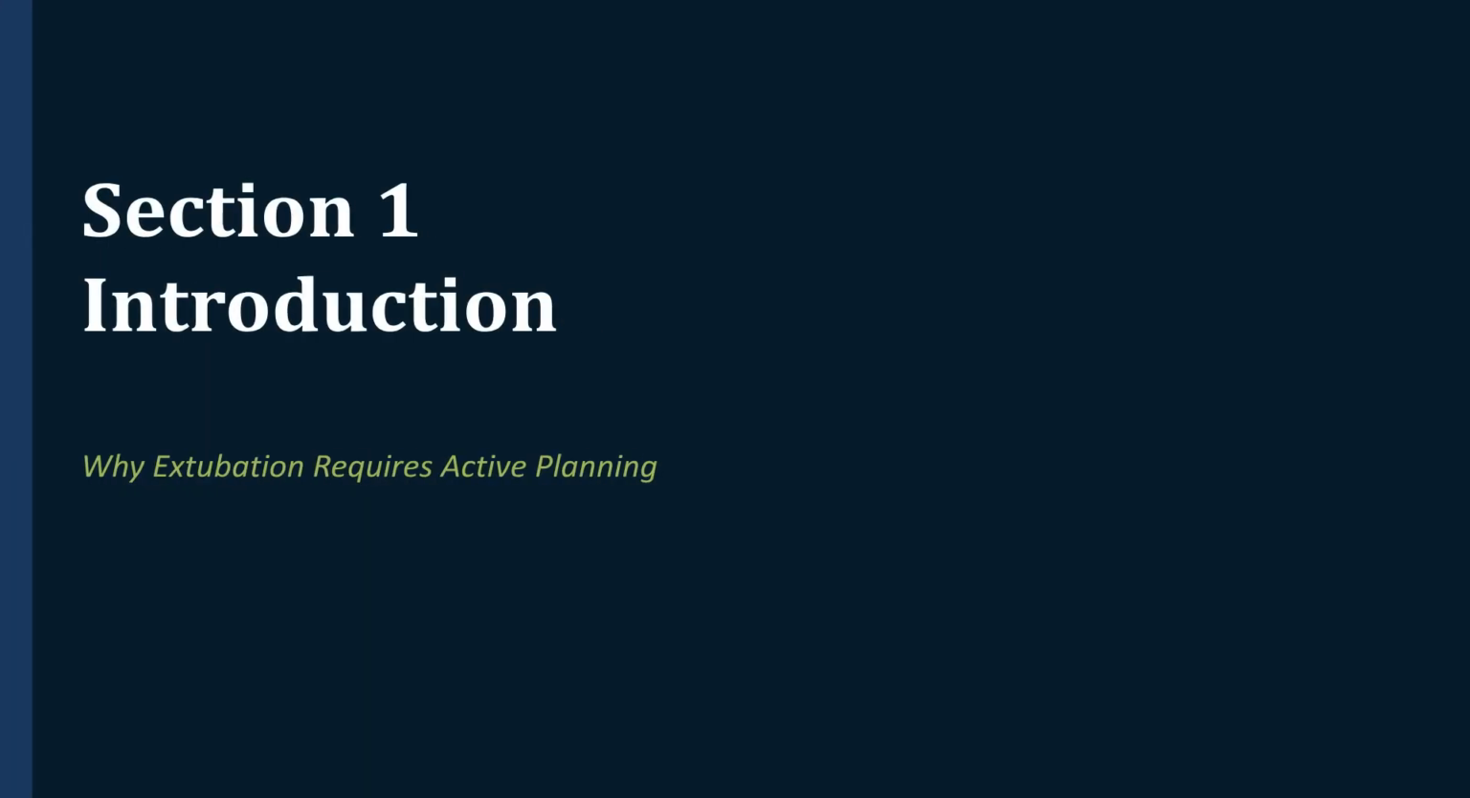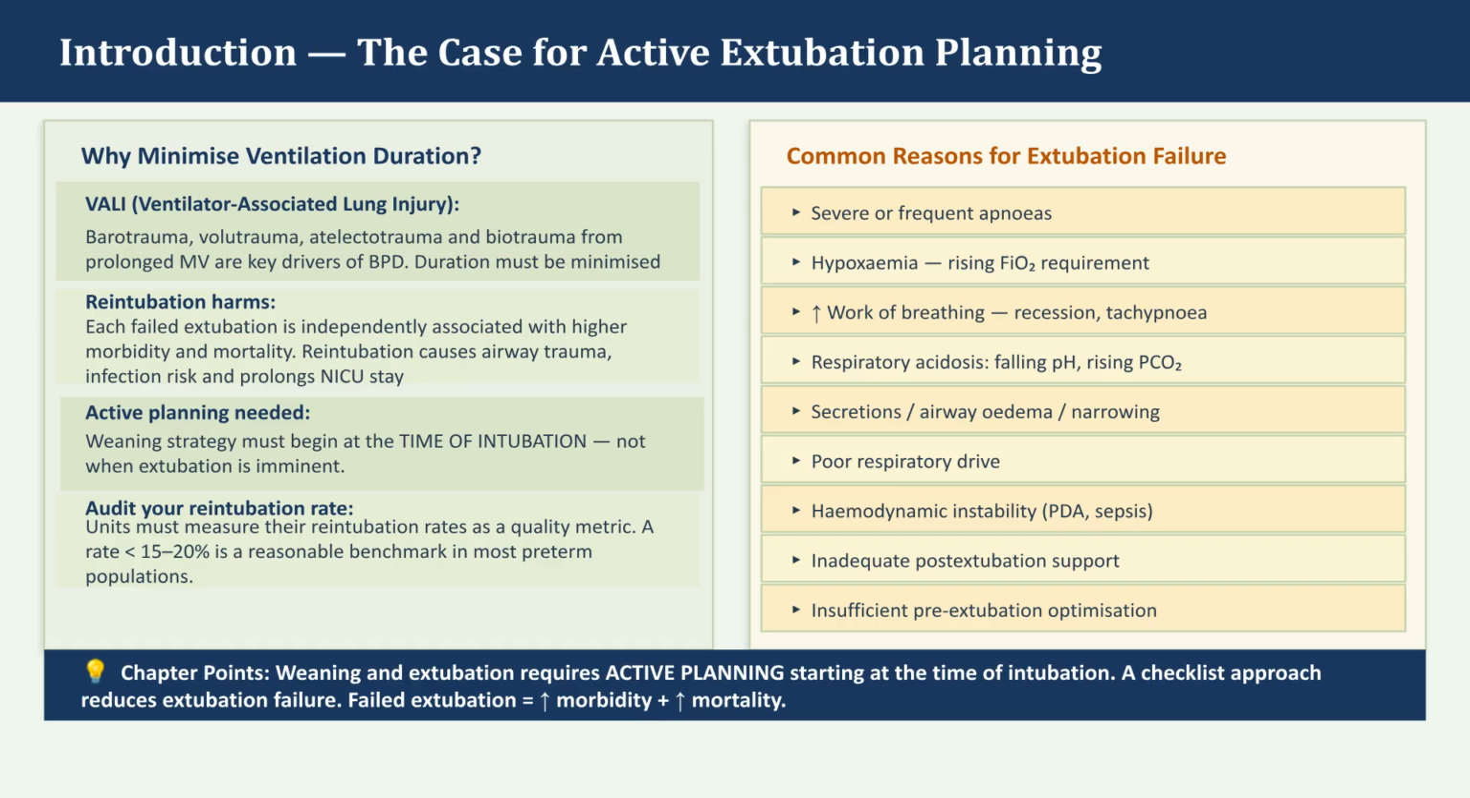Section 1 provides the introduction and rationale, emphasizing why extubation requires active planning from the moment of intubation. Minimizing ventilation duration is key to reducing ventilator-associated lung injury and chronic lung disease. Failed extubation is associated with higher morbidity and mortality. Active planning and using a checklist approach starting at intubation reduces failure. Common reasons for extubation failure include severe apneas, hypoxemia, increased work of breathing, and poor respiratory drive.